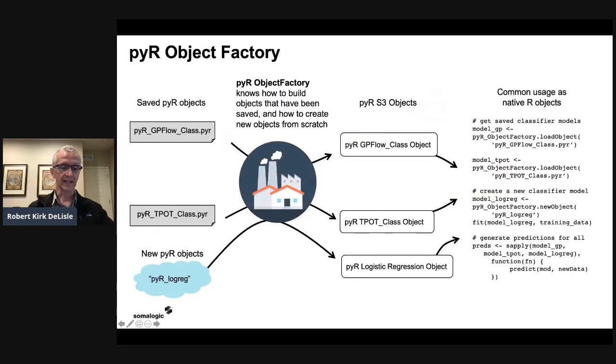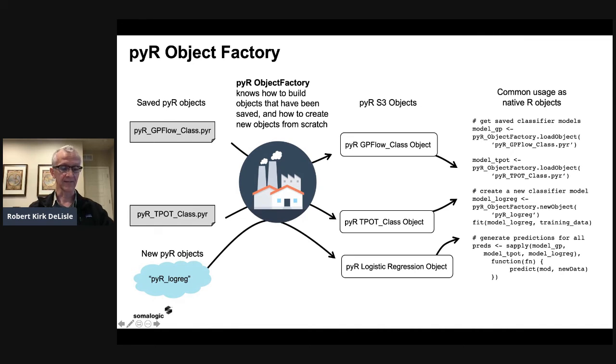With mixed programming languages, creating models became difficult, and we needed to abstract away the model creation and persistence process. To accomplish this, we created a PyR object factory that insulates the users from the details of saving, loading, and creating those model objects. So suppose I have a Gaussian process classifier using the gpflow Python package.